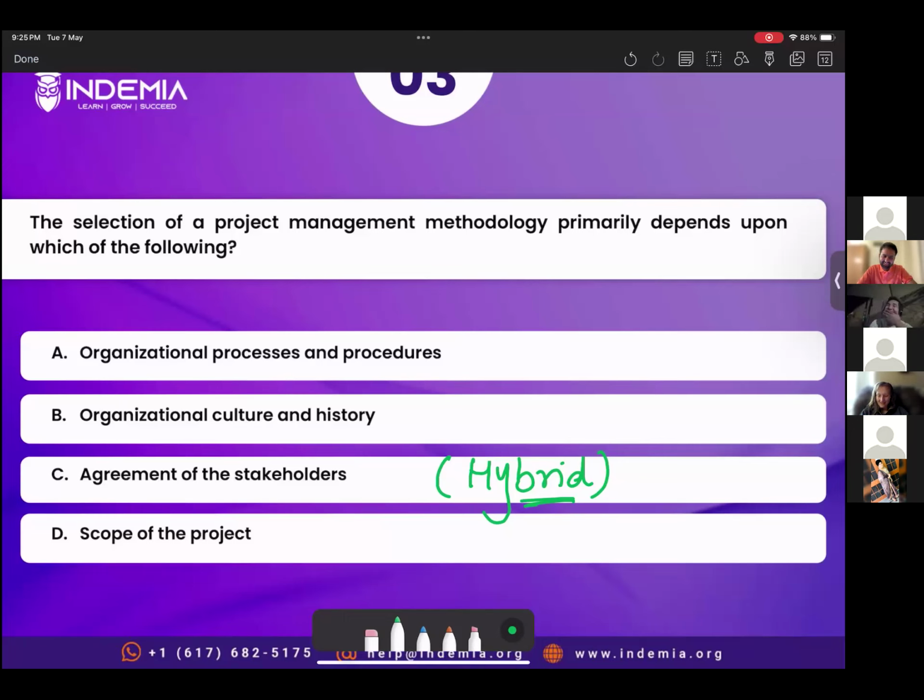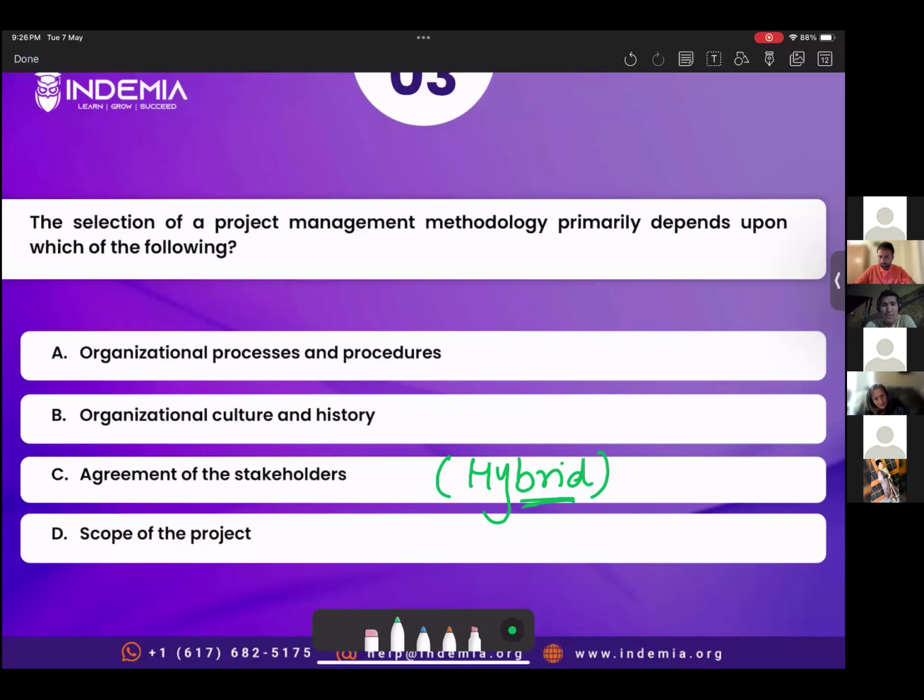The only reason why I picked scope of the project is because, obviously, all these things are required to determine the project methodology. But if we know the scope, then based on the scope we can decide, okay, this has to go with waterfall or this needs agile. So I believe, given the scope, we can decide through that. It does involve stakeholders, culture and history, the size of the organization, definitely. But I think scope is the one on which we can debate which methodology has to be followed.